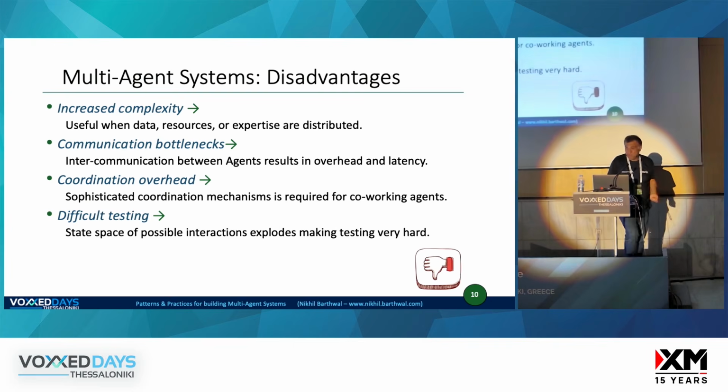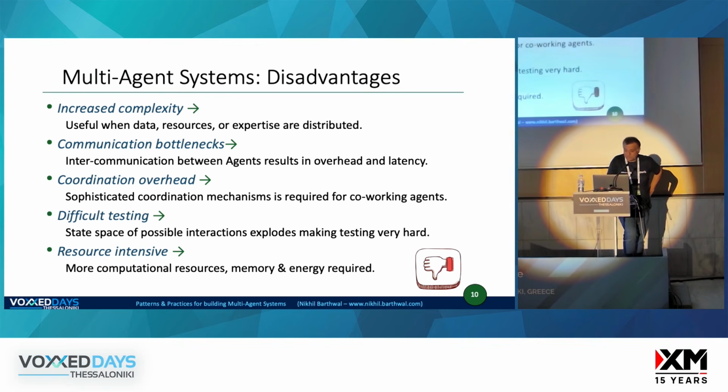It's very difficult to test a multi-agent system because the number of possible interactions becomes so huge, the state space is huge, so testing makes it very hard. It's resource intensive. You have multiple agents, you're running in a cloud, you're paying the bill. So there you go, problem.